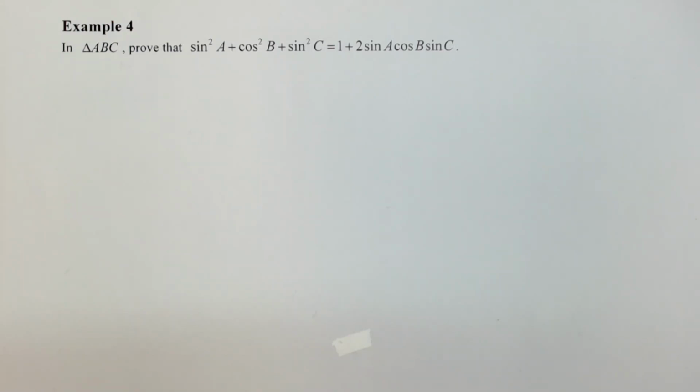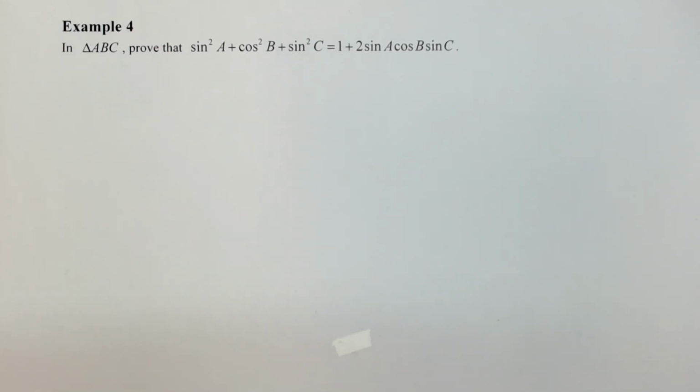Hello everyone. In this video, I'm going to continue to use the product to sum and sum to product formula to do some questions. And in particular, it is related to interior angles of triangles. In this example, in triangle ABC, you need to prove this kind of relation. And since we know we need to use the sum to product or product to sum formula to prove it, let's see which side we should start with.